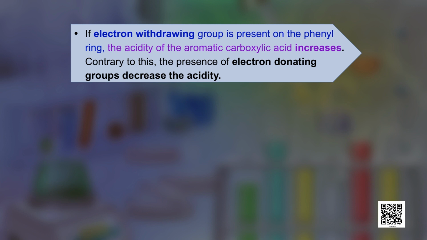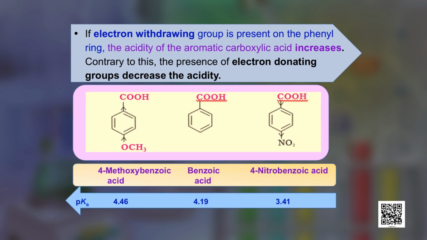Contrary to this, the presence of electron donating groups decreases the acidity, and here you can see the pKa values for benzoic acid, and in one case where the electron donating methoxy group is present, the acidity is less and pKa is more, and when an electron withdrawing group such as nitro group is present in 4-nitrobenzoic acid, the acidity is more and pKa value is less and lesser than the benzoic acid for comparison.